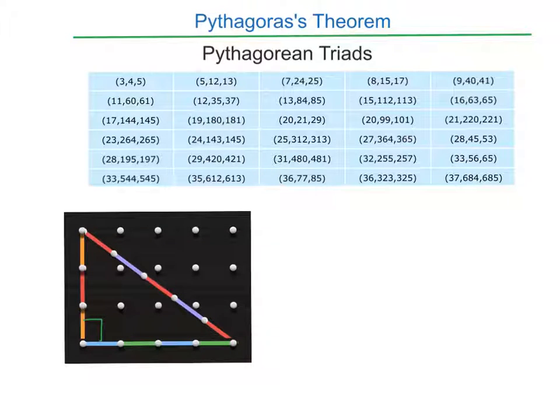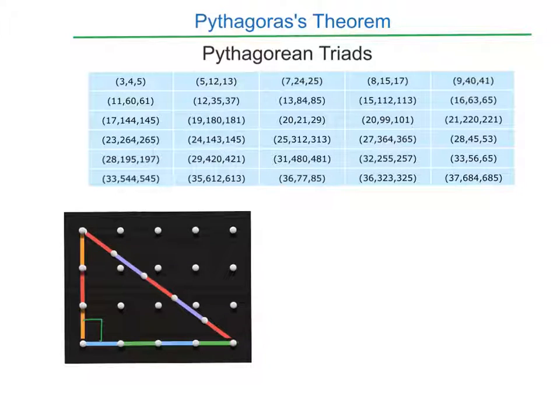In this video, I'm looking at Pythagorean triads. A Pythagorean triad are three numbers that are whole numbers that work with Pythagoras' theorem in a triangle. Here's an example here, 3, 4, 5. There are three numbers, they're all whole numbers, and they'll work in this triangle at the bottom.